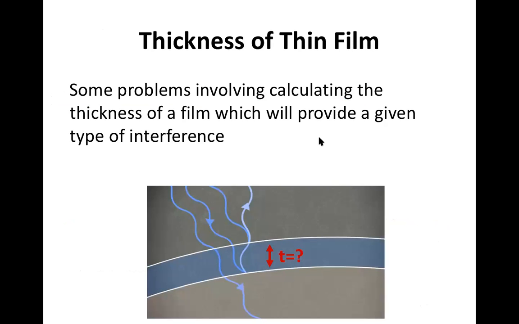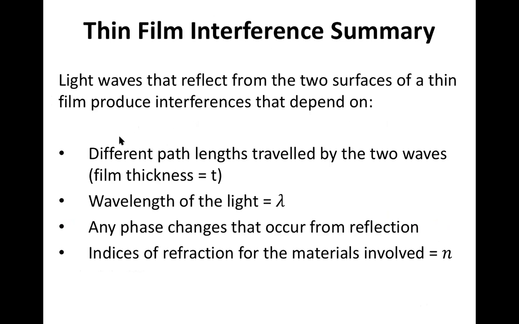So some problems involve calculating the thickness of a film. And we still don't actually have an equation that relates wavelength and thickness. So let's go a bit further. Light waves that reflect from the two surfaces of a thin film produce interference that depends on the path length traveled by the two waves, which is the film thickness, maybe times 2, and then the wavelength of the light, which is lambda, any phase changes that occur from the reflection, and the indices of refraction for the material involved. So there's got to be an equation that can be derived that connects t with lambda with n.